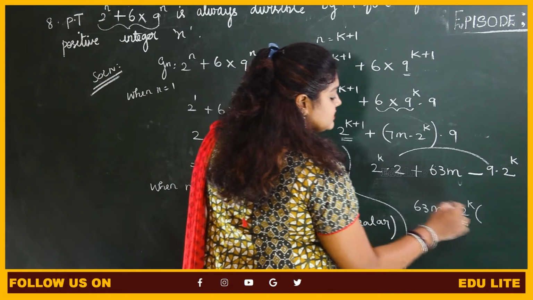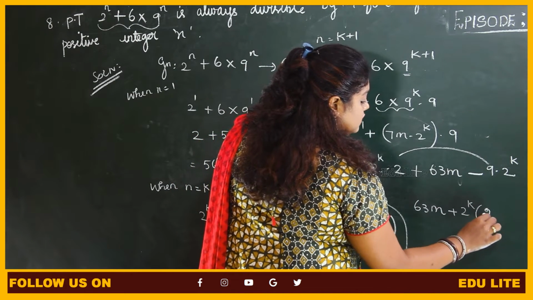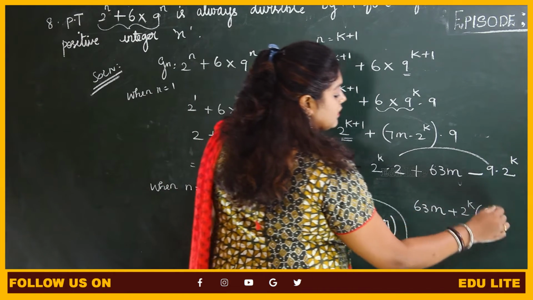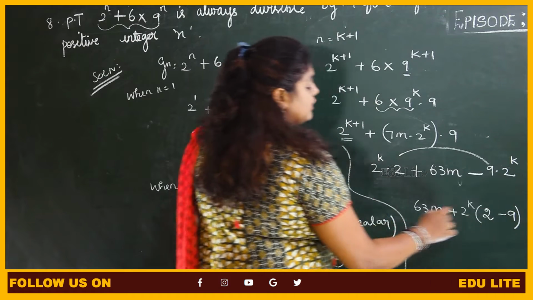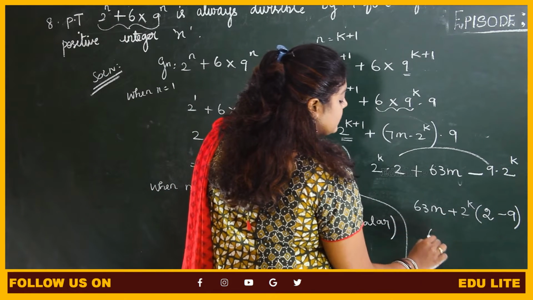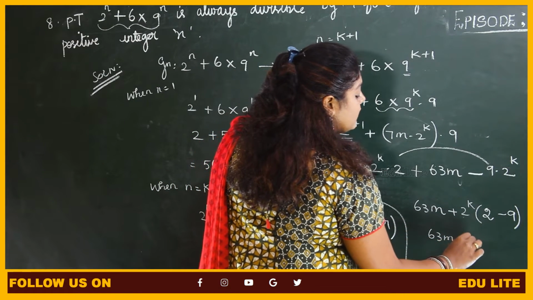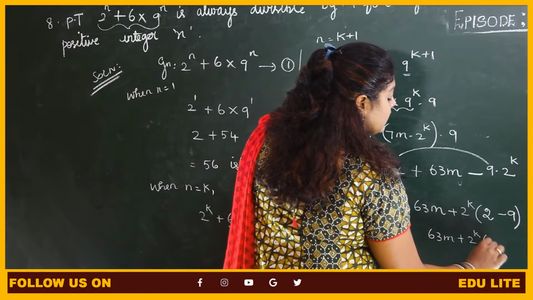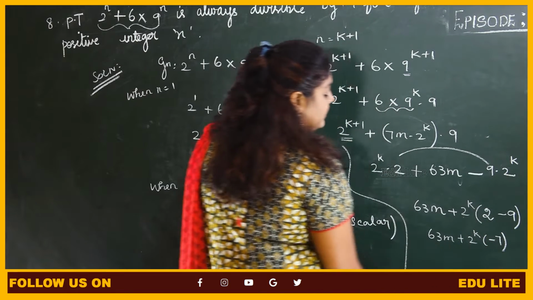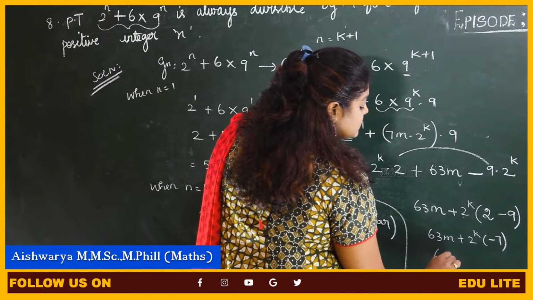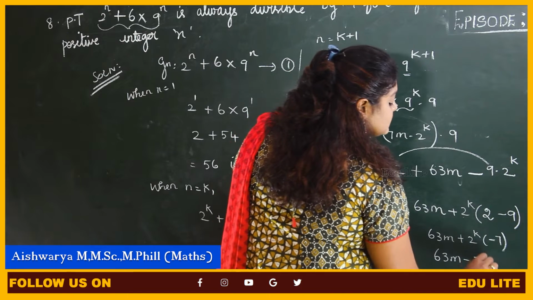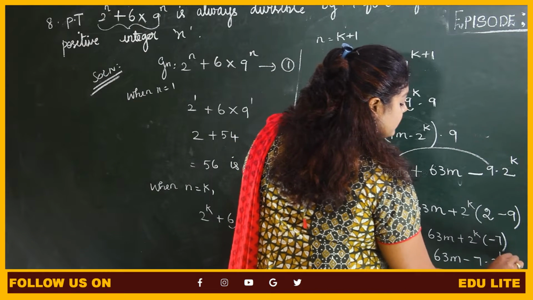Remaining term is 2 minus 9, because we have taken 2 power k in common. So 63m plus 2 power k into minus 7. Therefore this will become 63m minus 7 into 2 power k.